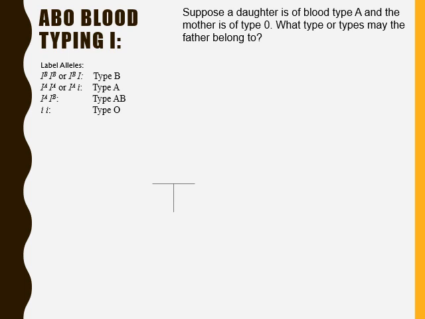Next, we've got to figure out, suppose the daughter is of blood type A and the mother's blood type O. So let's talk about the daughter. The daughter can be IA IA or IA i. We don't know. She's blood type A. Who knows what she is? She could be either homozygous or heterozygous. The mother is blood type O. So we know for sure that she is little i, little i. That's the only way it can be blood type O.